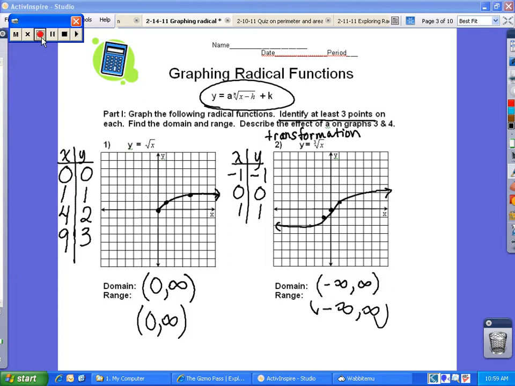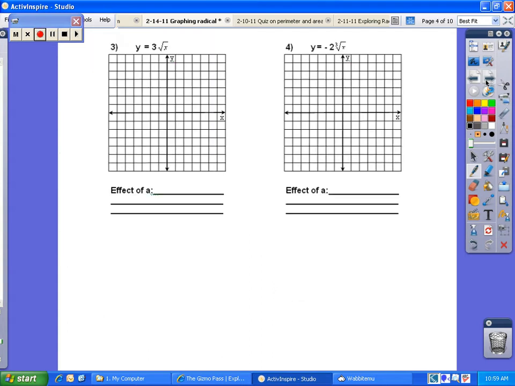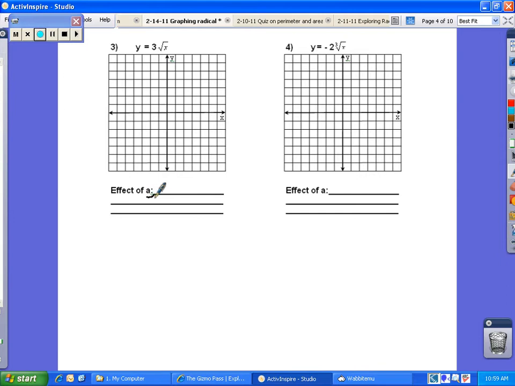Alright, let's go ahead and move on to number 3 and 4. And I'd actually like you to go ahead and try number 3 and 4. In this one you don't have to identify the domain or range, but you do have to identify the effect of A. And the effect of A is a transformation. But again, A is not looking at moving left and right. We did talk about what that number had an effect on when we did these on Friday. So you go ahead and try it, and describe the effect of A. Go ahead and pause the video.